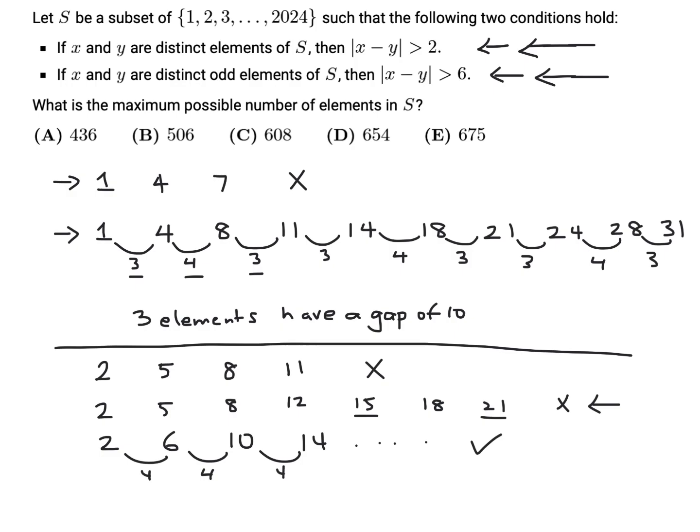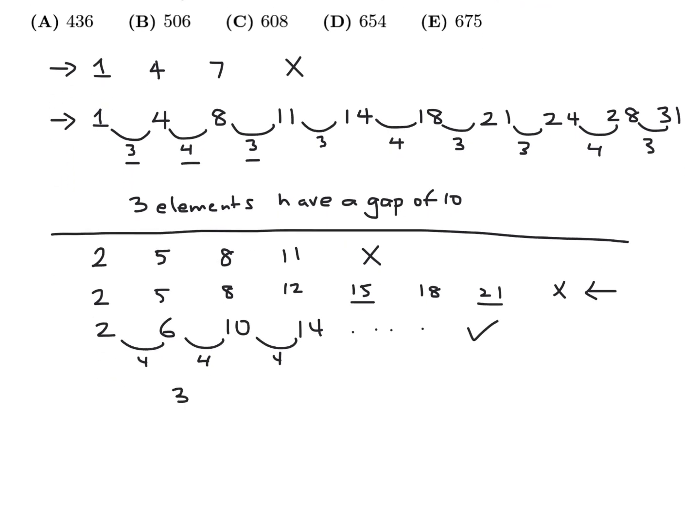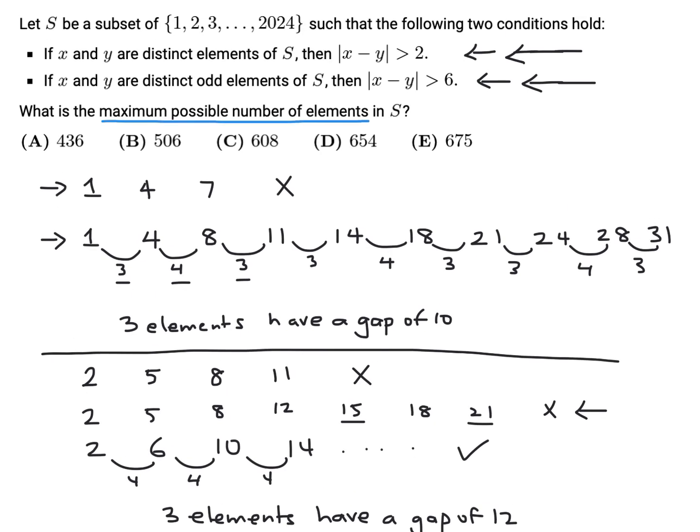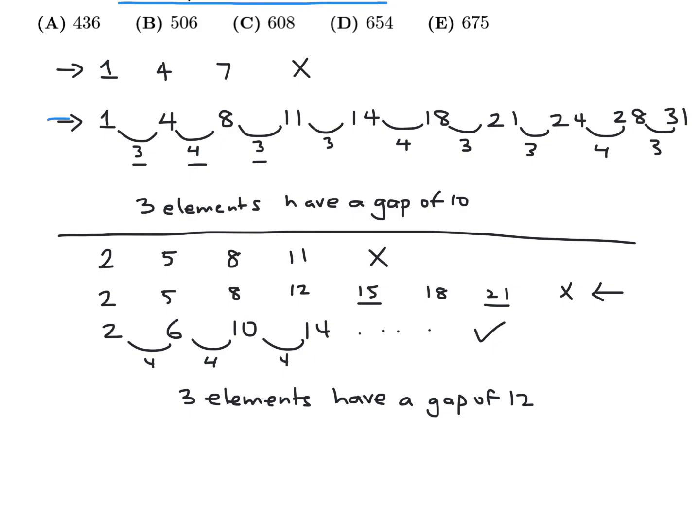So that means that 3 elements here have a gap of 12. So which one of these do you think has more terms? Because that's what they're asking for in the question. Maximum possible number of elements. Well, I said terms, but same thing. Do you think this guy or this guy? Which one has the more terms? Well, it's going to be this one.